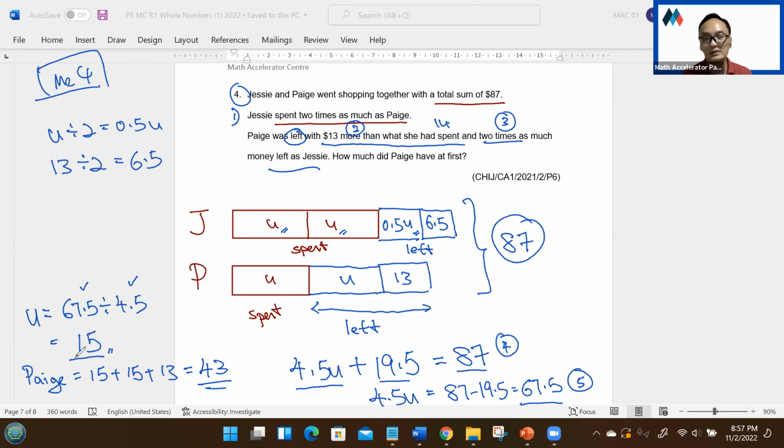Okay. So if this is 15, we need to find how much did Paige have at first. Paige has 2 units and 13. 1 unit is 15. So this is 1 unit, this is 1 unit, this is 13. We add up, we get $43. Let me know if you're okay with this.